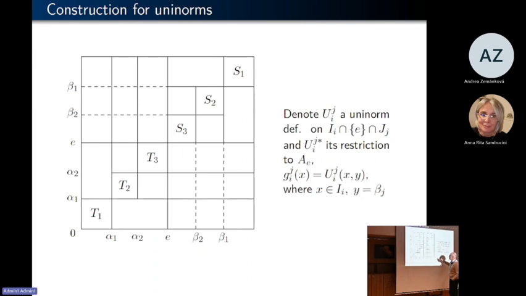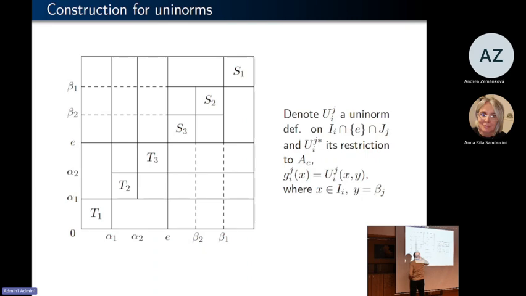When we choose one t-subnorm and one t-superconorm, I is the t-subnorm, J is the t-superconorm, then on this interval, the neutral element, and the other interval for the superconorm, we can construct a uninorm. This is denoted by U sub I and upper index J. And the restriction to this part, we will have here a function G sub I.